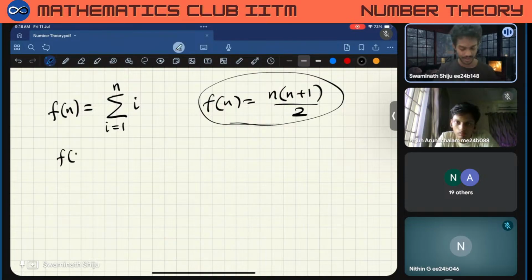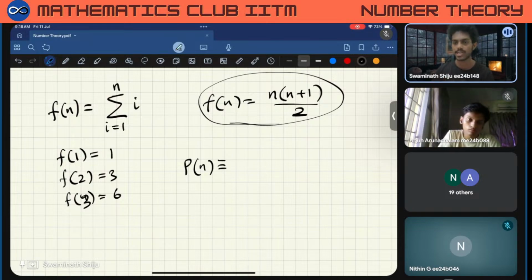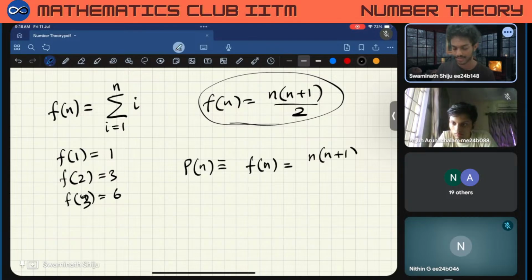So we have f of 1 is equal to 1, f of 2 is equal to 3, f of 3 is equal to 6. Now, how would you do induction here? Maybe you can make an educated guess about the statement Pn. Pn is a statement here. That's very important. Pn is not a function. Pn is just a statement about the number n itself. Pn is that f of n is equal to n into n plus 1 by 2.